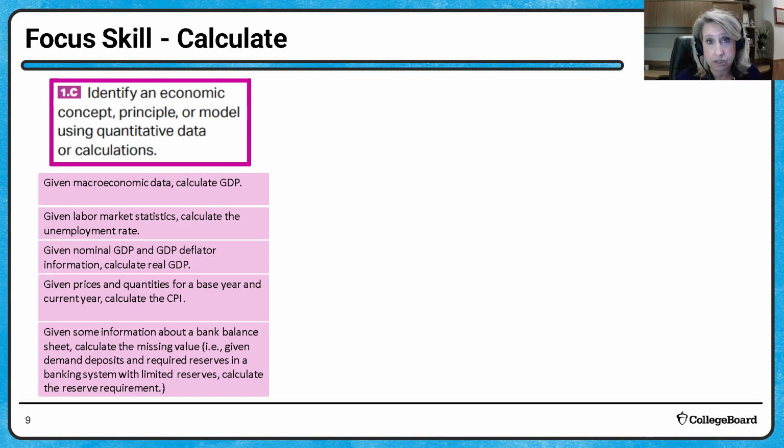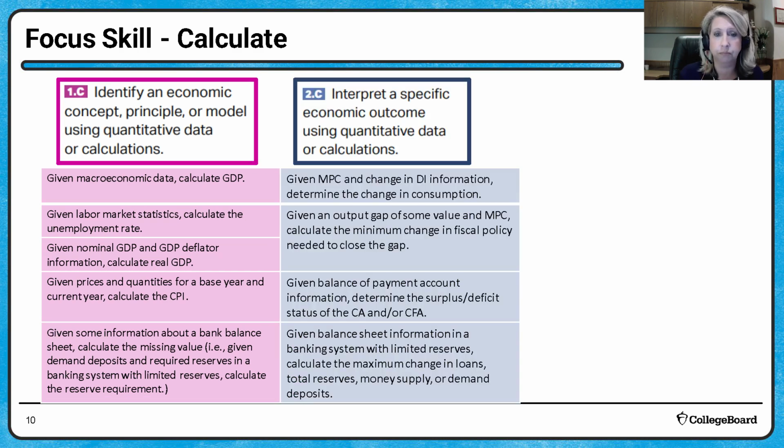This is not an exhaustive list, and you might not see every one of these on the AP exam, but these are the types of questions that are assessing your ability to identify an economic concept, principle, or model using calculations.